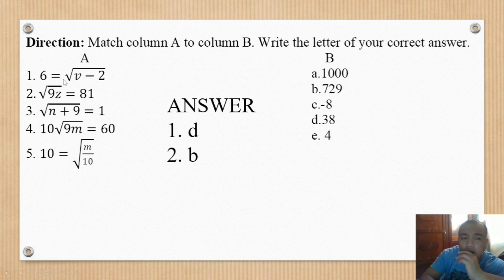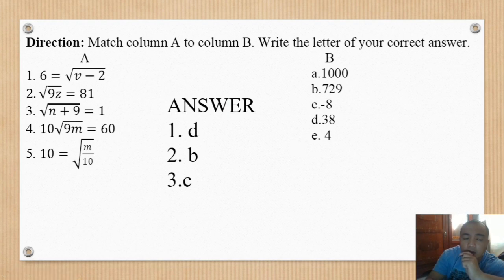Alright, and for this, we have matching type again. For number 1, 6 square root of b minus 2, what is the value of b? Okay, square both sides. b minus 2 equals 36. 36 plus 2, 38. So D. Tama. Ito naman, if you square both sides, 9z equals 81 times 81. Divided by 9, 729. Number 3, square both sides. 1 minus 9, negative 8. So negative 8 yung answer. So number 3 is C.